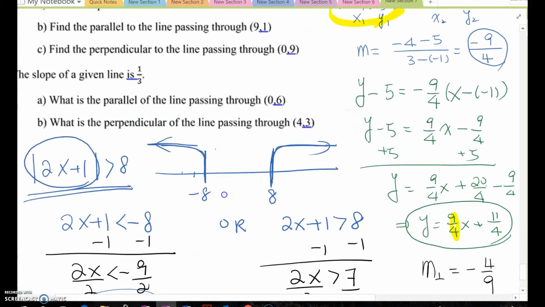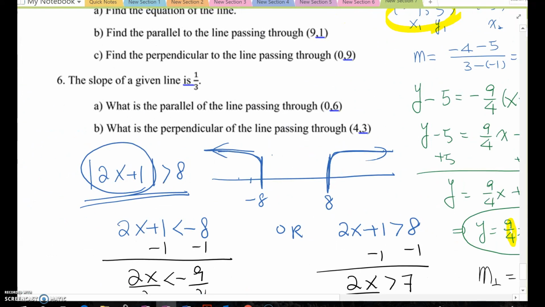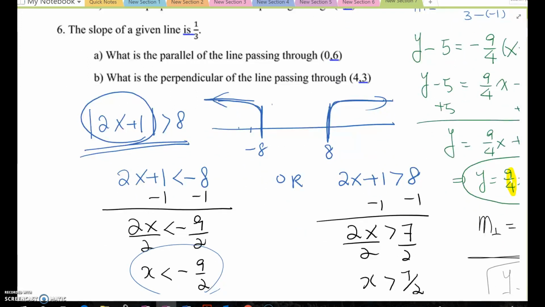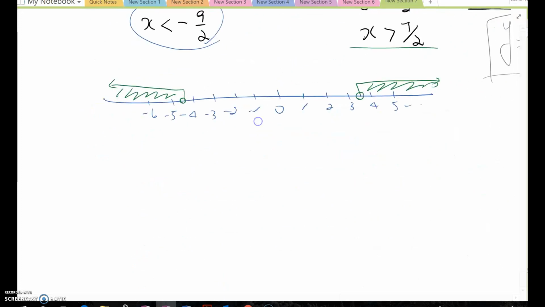Now, let's move on. Number 6 here. The slope of a given line is 1/3. What is the parallel to the line passing through 0 and 6? And then what is the perpendicular of the line passing through 4, 3? Okay, so this question we can also apply the same concept we just solved on number 5. Given slope m equals 1/3, then any parallel line must have the same slope, m equals 1/3 as well.